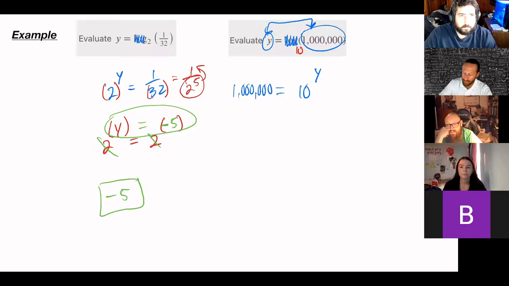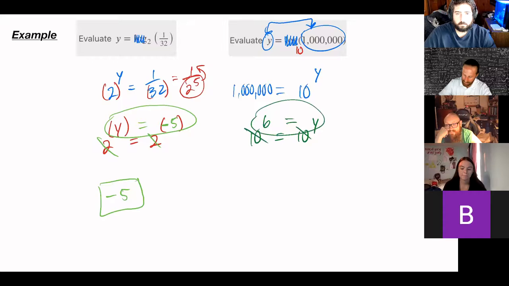And if I get 10 to a power on both, then I can drop my bases and concentrate on the exponents, just like we did before. And because we don't deal with the metric system, it might be a little bit harder to get that, but however many zeros follow that one is how many times you would multiply 10. So it'd be 10 to the 6 would give you a million, which means our answer is just 6 for our Y value.